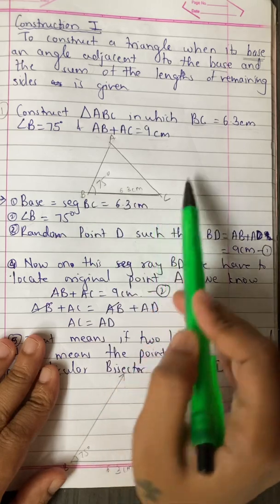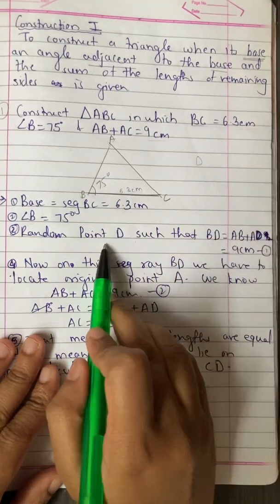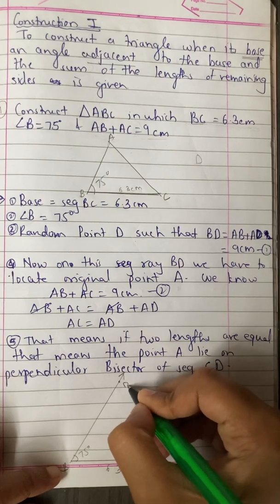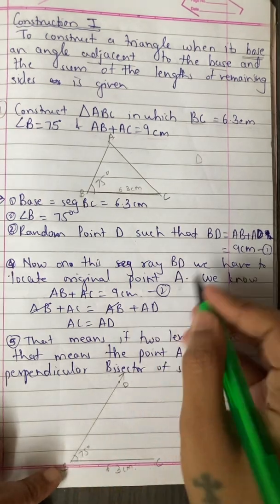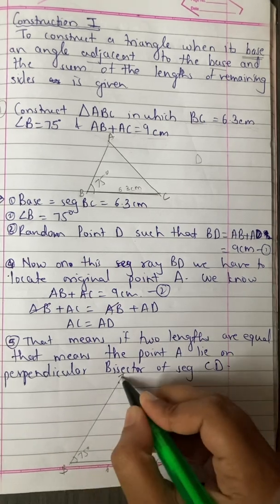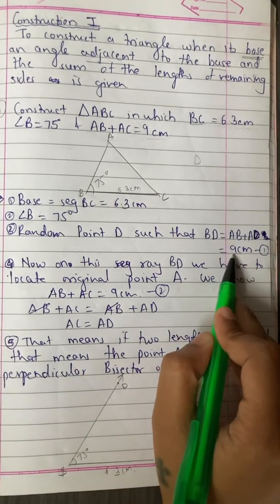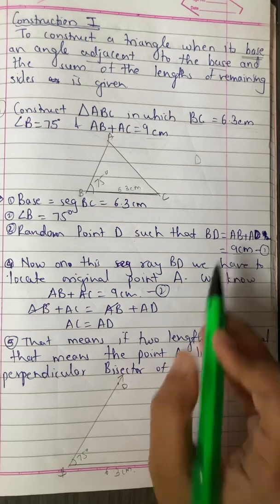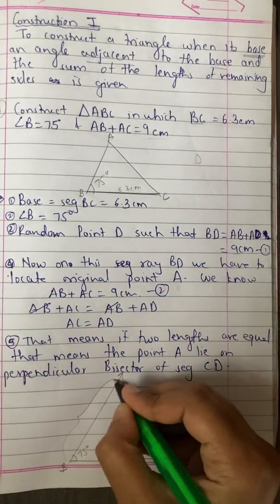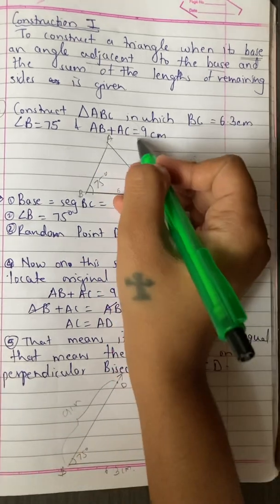Now A, B, C. You have to consider a random point D, such that from B you consider a random point D anywhere. On the ray, consider D such that BD will be equal to 9 centimeter. So the whole length BD we have to take as 9 centimeter.